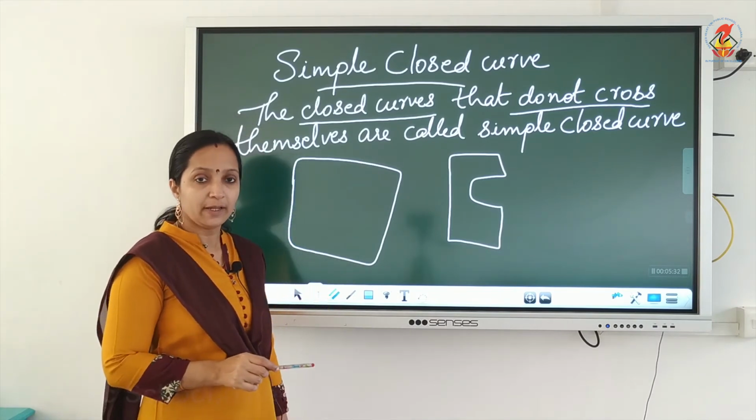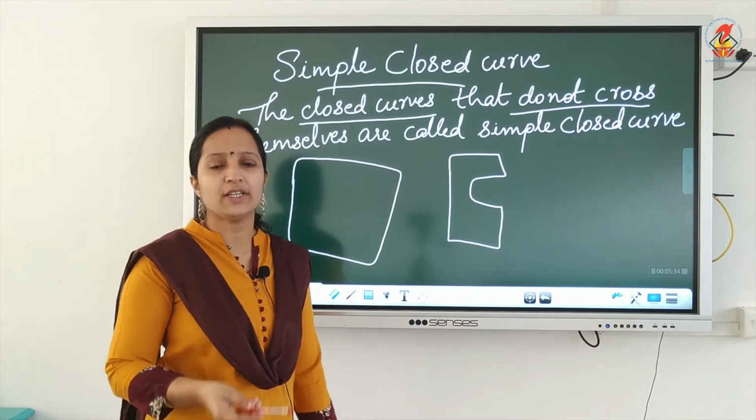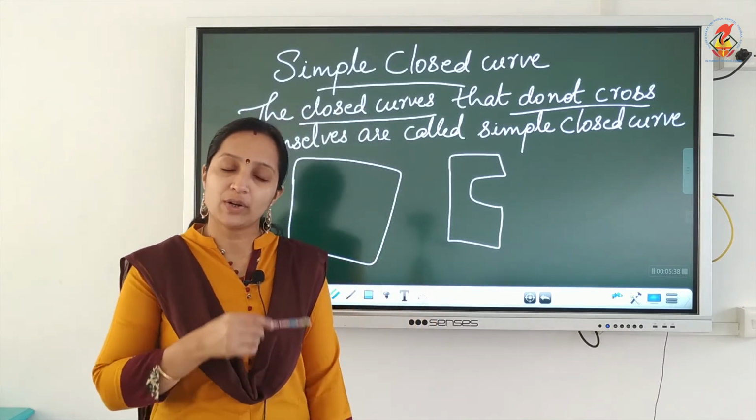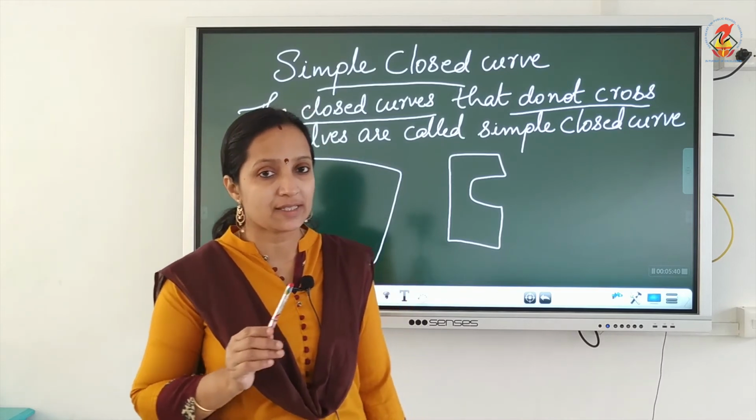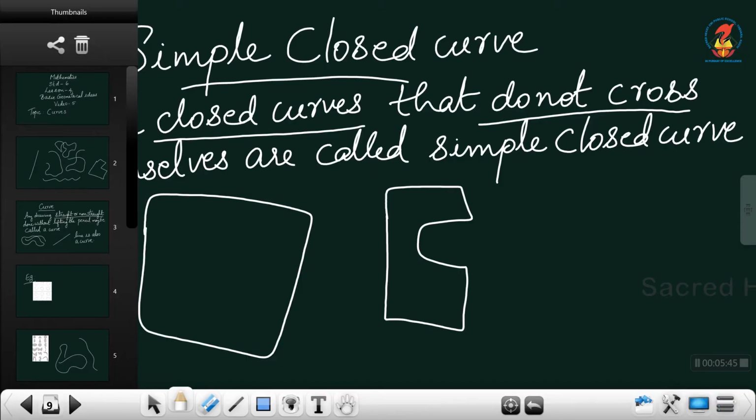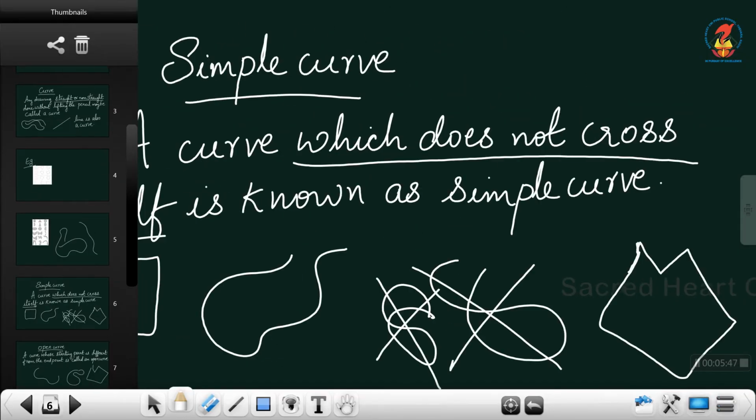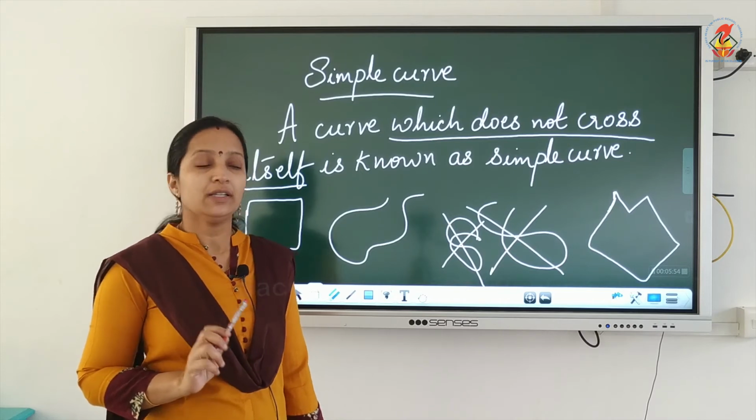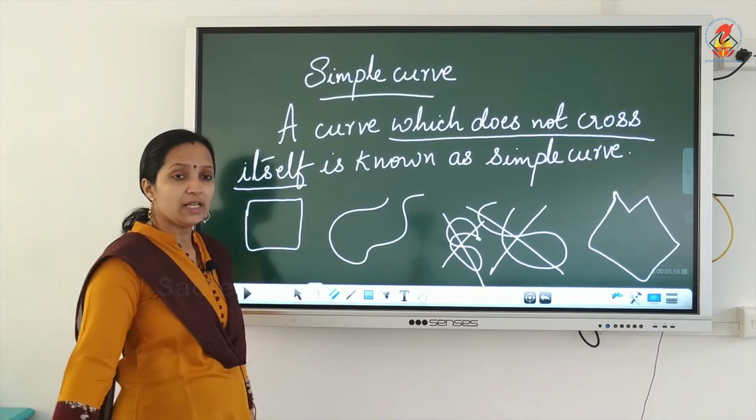I hope it's clear. Curve means any drawing, straight or non-straight, without lifting the pencil or pen. If you are drawing anything on a sheet of paper, that's a curve. What do you mean by simple curve? Simple curve means a curve which does not cross itself. Okay, no crossing is allowed. Such types of curves are called simple curves.